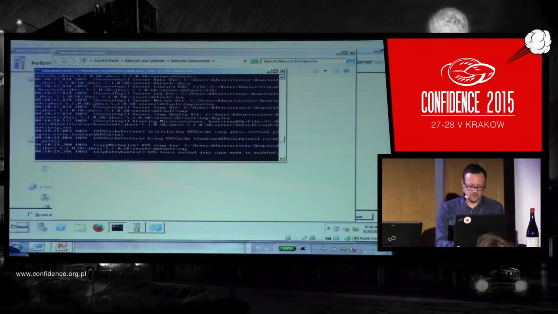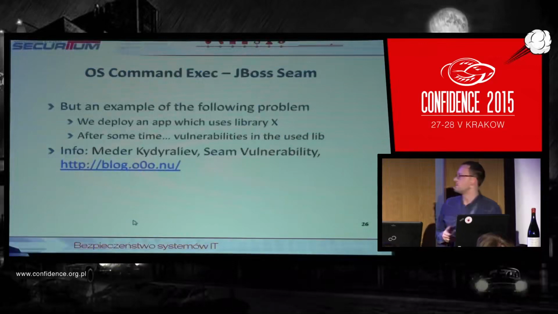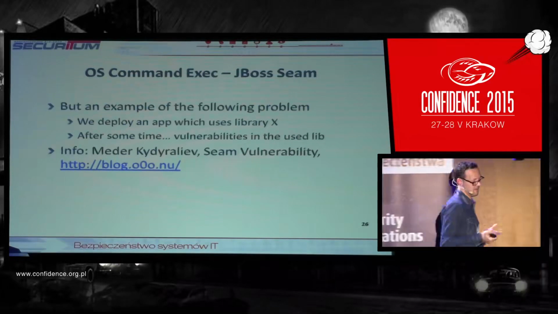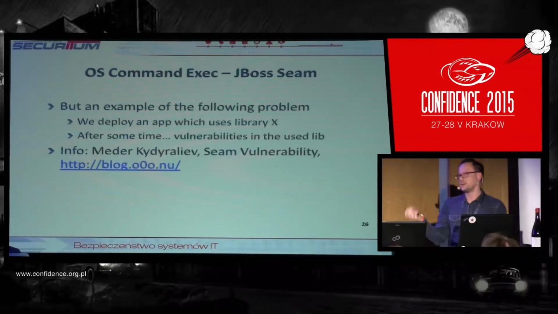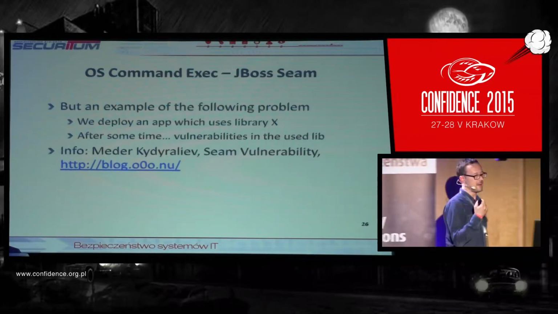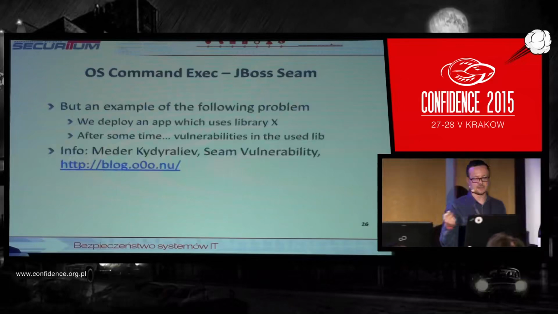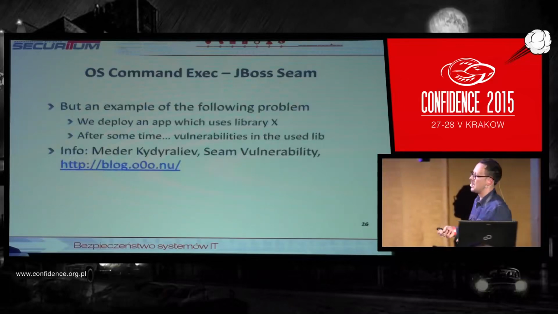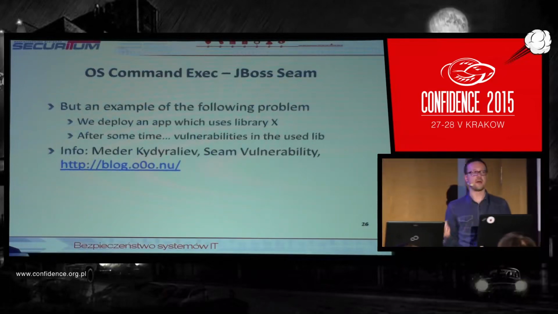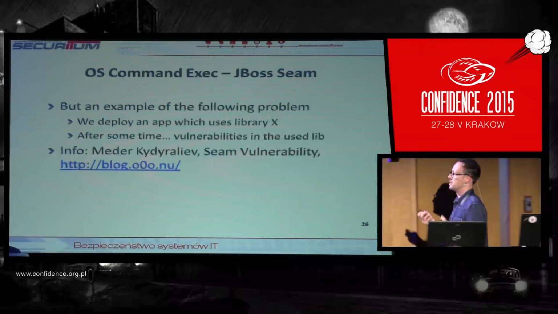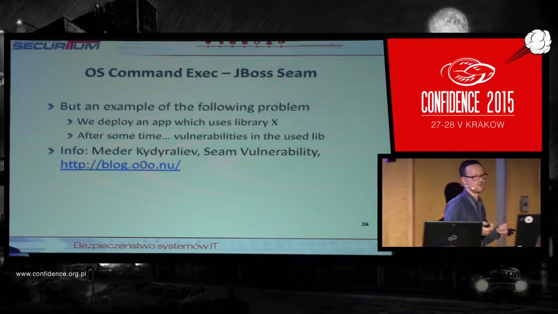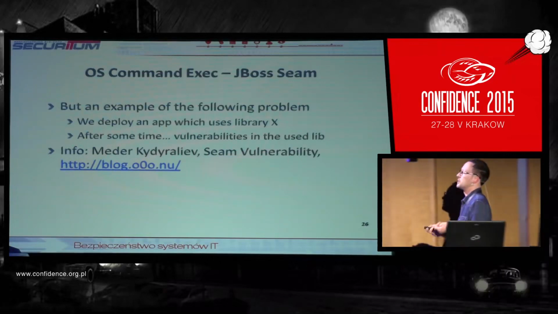Okay, it's launching, and meanwhile, a bit of theory. This will be an example of a quite common problem in web applications. We deploy an application, and for example, we are performing a pen test of such an application, and we are fixing bugs, and we are forgetting about the application. But after some time, there is a bug or a vulnerability in a library, and sometimes it allows, for example, unauthenticated remote code execution.